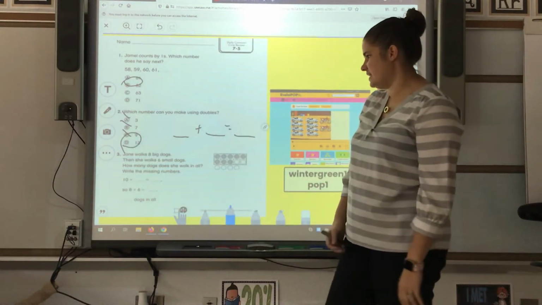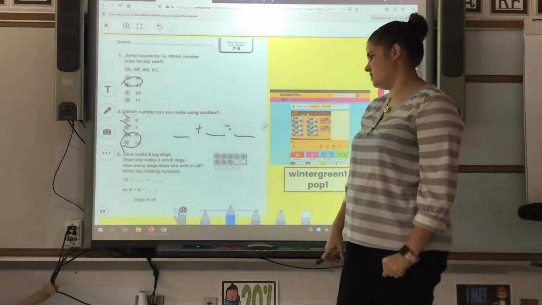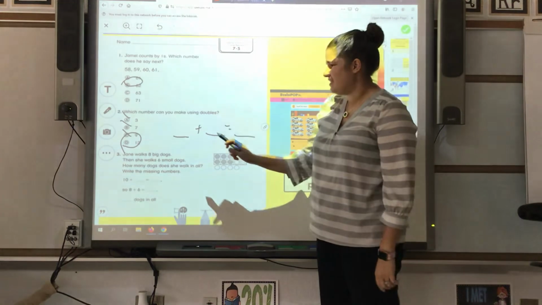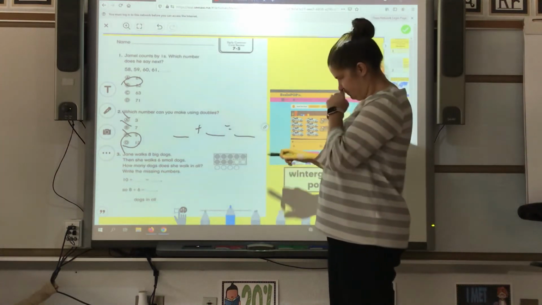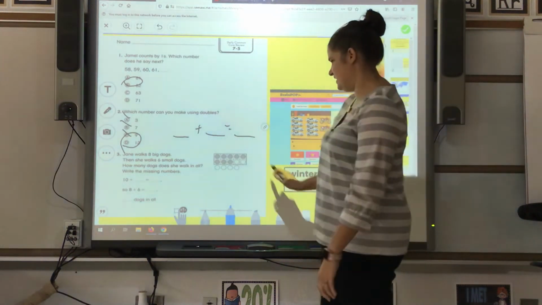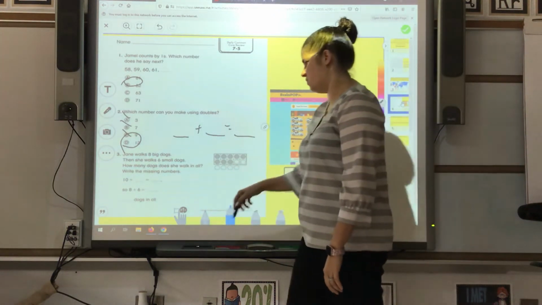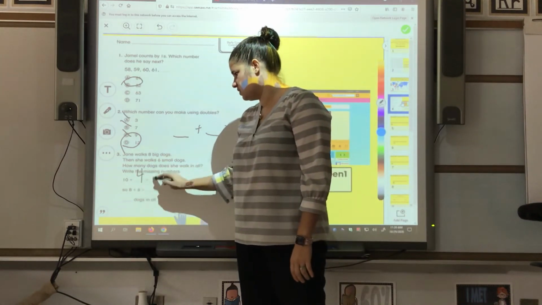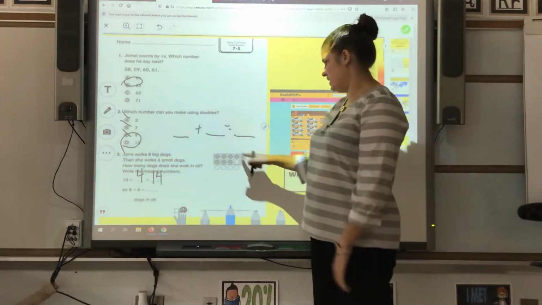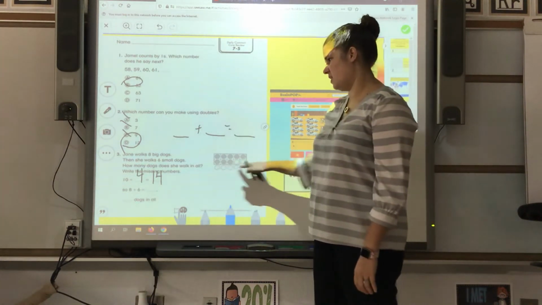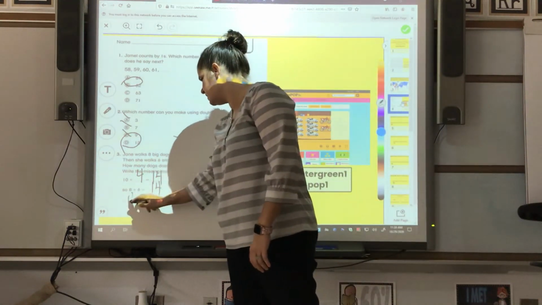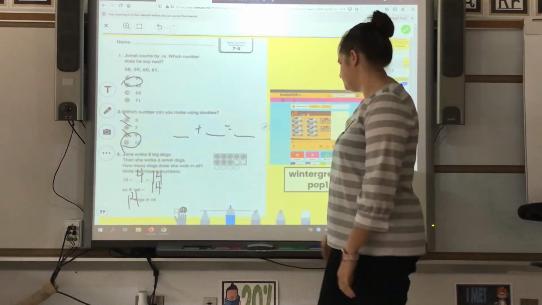The next one: Jane walks 8 big dogs, then she walks 6 small dogs. How many dogs does she walk in all? Write the missing numbers. So we see that 10 plus blank equals blank. We know that in this 10 frame, there are 10 spots filled up. So I need to see what I have left. 1, 2, 3, 4. So I know that 10 plus 4 equals 14. So that also means that 8 big dogs plus 6 small dogs equals 14. So there are 14 dogs in all.